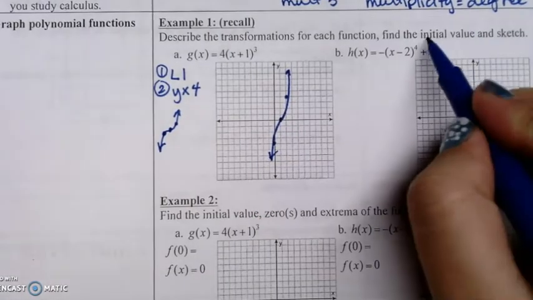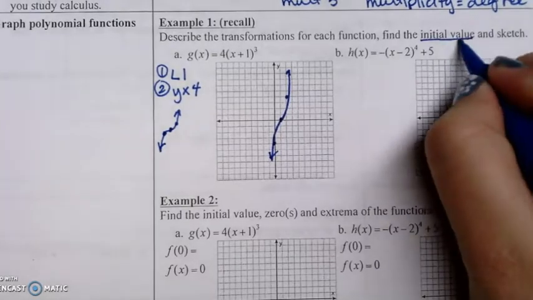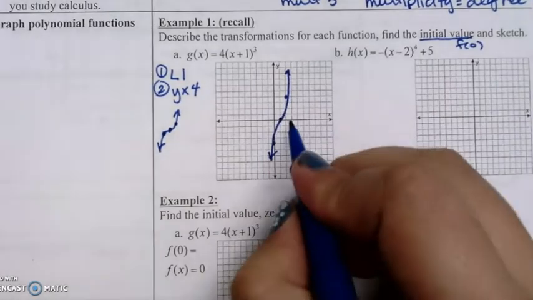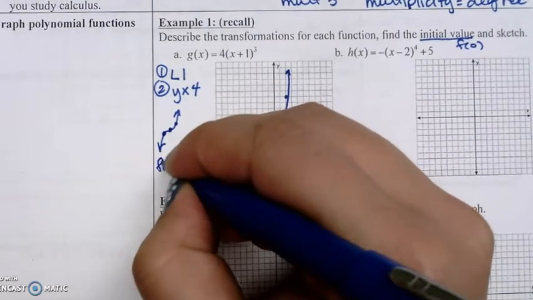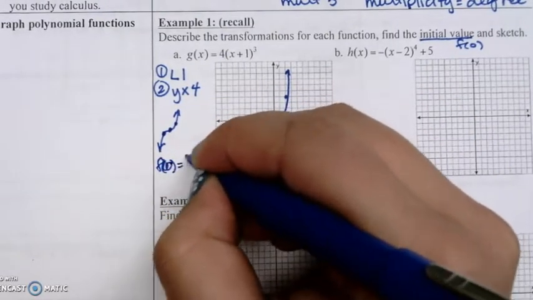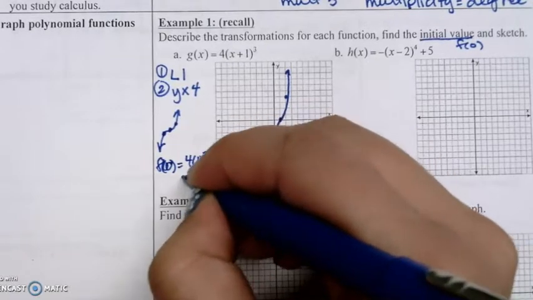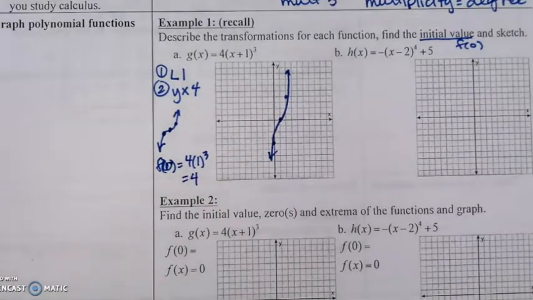And then to find the initial value is f of 0. So to find f of 0, I substitute 0. F of 0 is 4 times 1 cubed, which is 4.